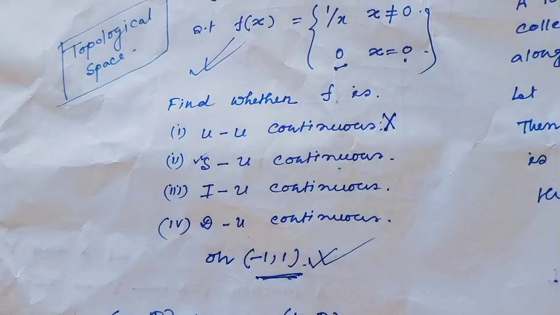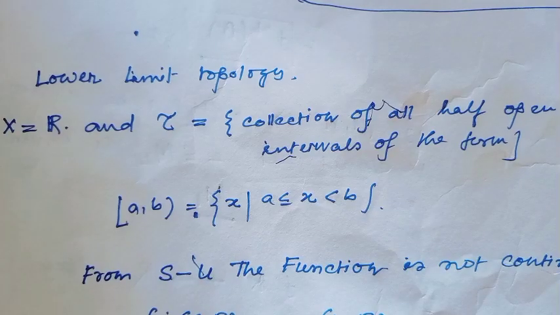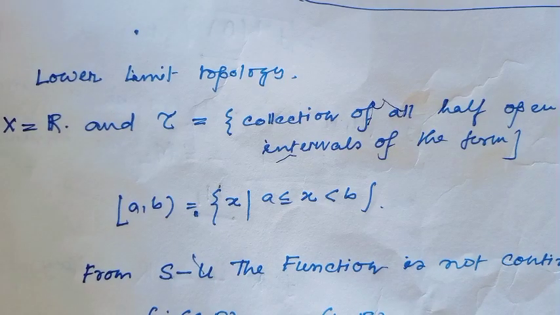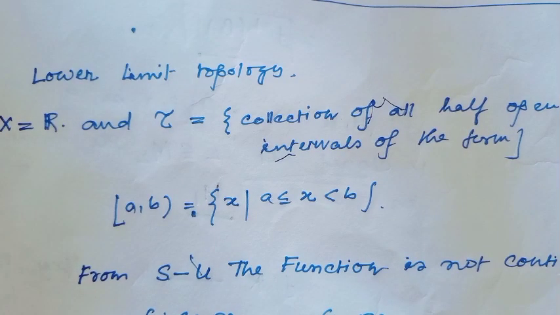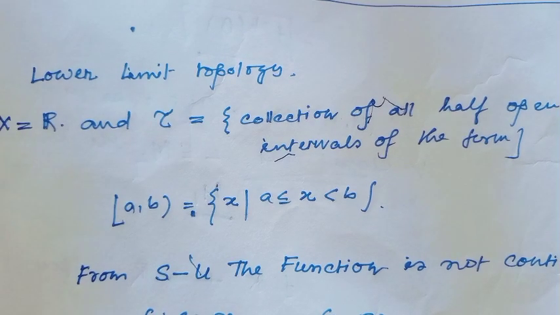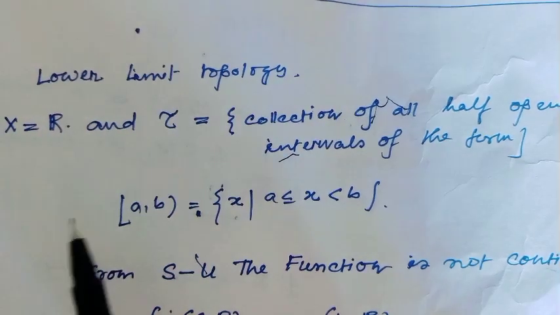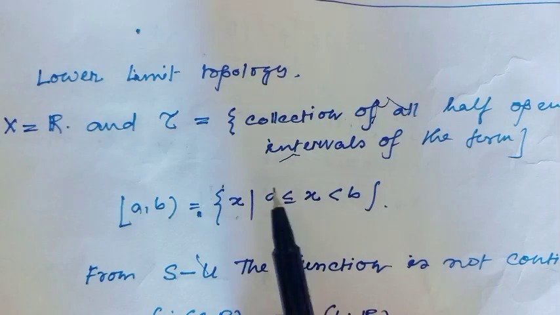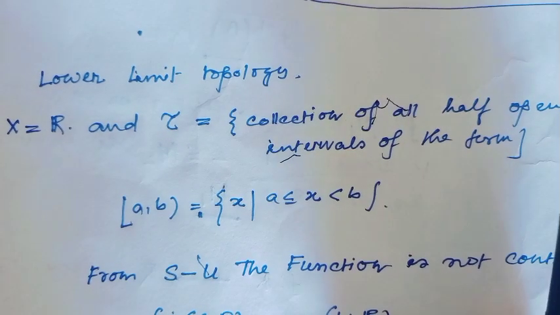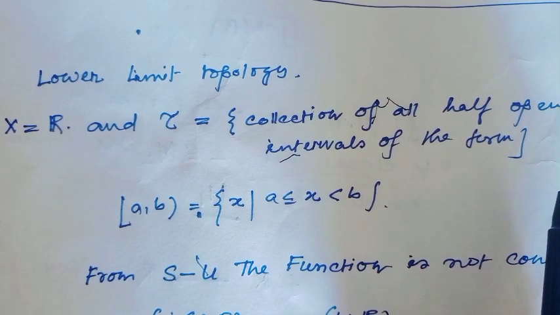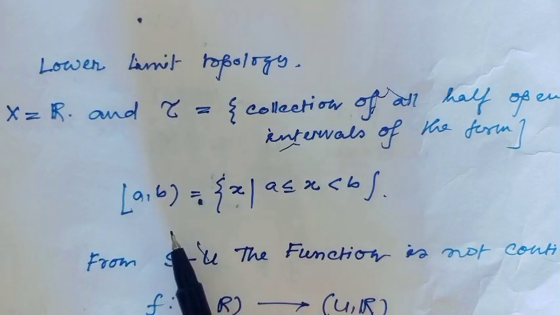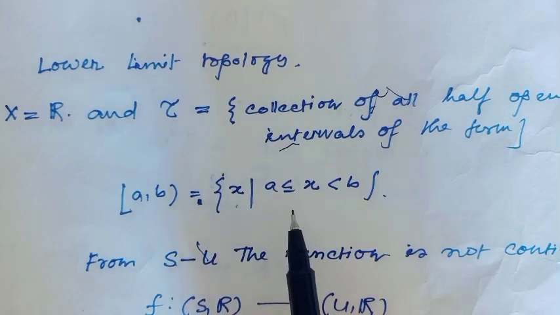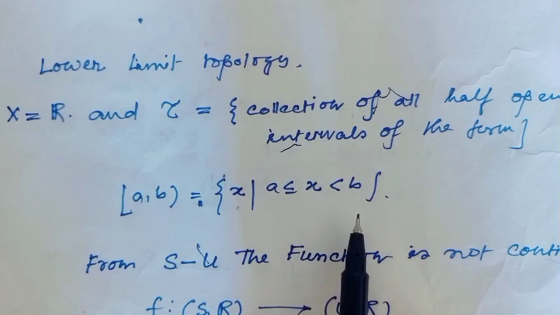I will show that this function is also not continuous in the lower limit topology. At first, what is the lower limit topology? What does the topology look like? Consider the set equal to R and tau equal to the collection of all half open intervals of the form X such that A is less than or equal to X less than B.